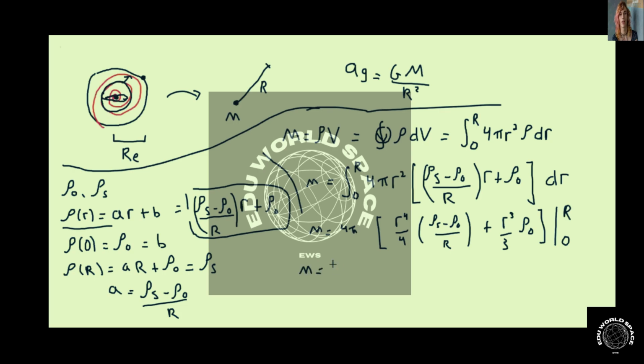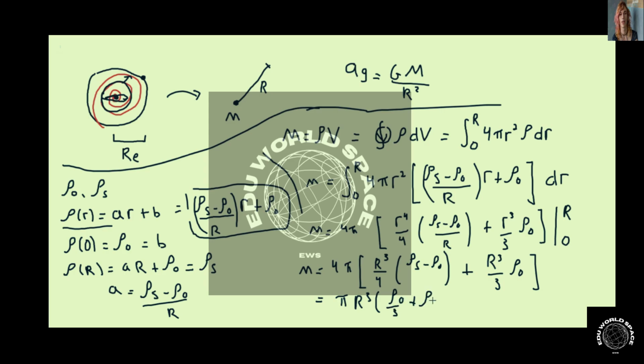So our mass then is 4 pi, and then we plug in R over here, so we'll have capital R to the fourth over 4, and then divided by R. So that then should be R to the third over 4 times rho s minus rho naught. And then we have plus just R to the third over 3 times rho naught. And then we can see when we plug in 0 for r, this whole term is just going to be 0. So we can simplify this with a little bit of algebra. If we distribute out the 4 and then group all of our like terms, we can get this to look like pi R cubed times rho naught over 3 plus rho s.